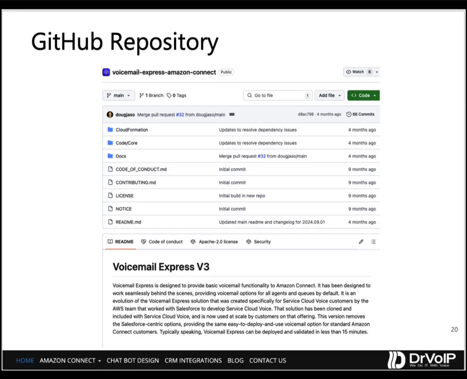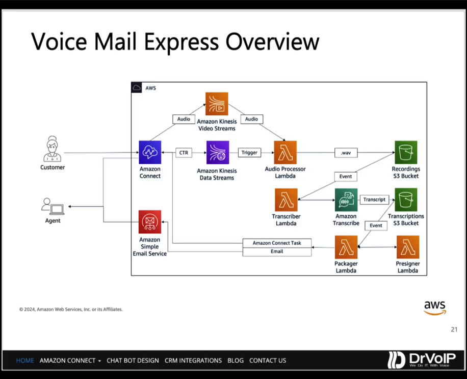You're going to find that in the GitHub repository under Voicemail Express Amazon Connect. And that will have a link that when you click, given that you're logged into your AWS console, it will pop open CloudFormation filled in with the correct template. The template is going to generate some resources.